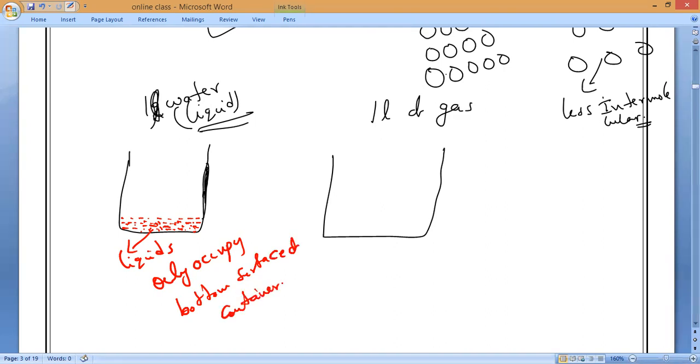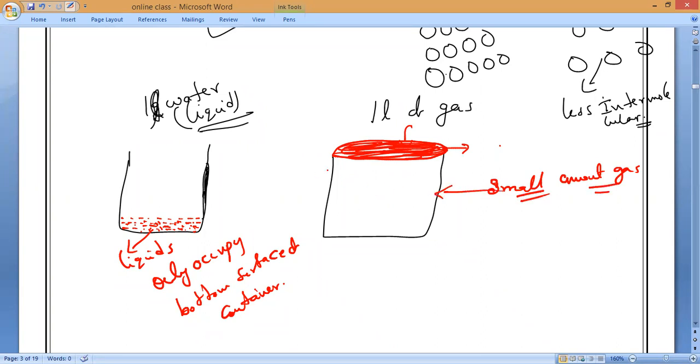Now, for example, I have released just a little gas into this container. Even this container is closed. Why should we always close the container? It will flow away, sir, because gases can escape easily. So now I released only a small amount of gas, but still what is happening? It will occupy only the bottom part or the complete container? Complete container, sir. A very small amount of gas if I release, then also it will occupy the complete container.